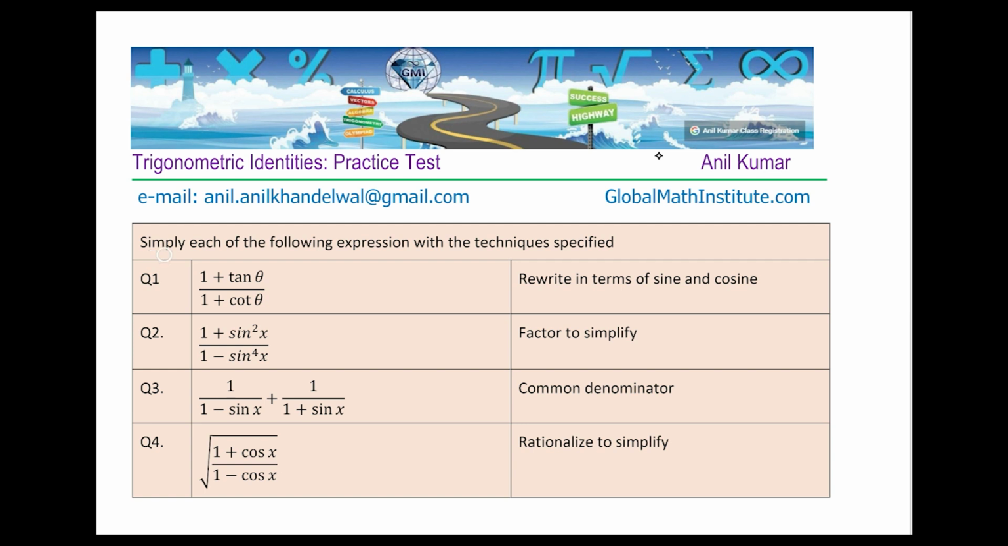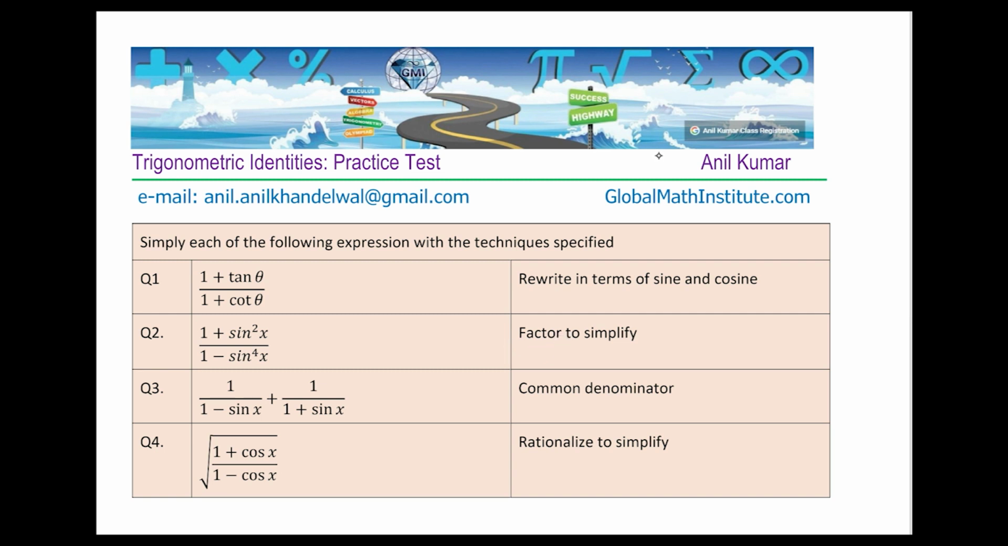The question here is to simplify each of the following expressions with the technique specified. Question 1. 1 plus tan theta over 1 plus cotangent theta. To simplify this, you can use the technique to write the terms in sine and cosine, and then you can easily simplify it. Question number 2 is 1 plus sine square x divided by 1 minus sine to the power of 4x. You need to simplify this using factoring.